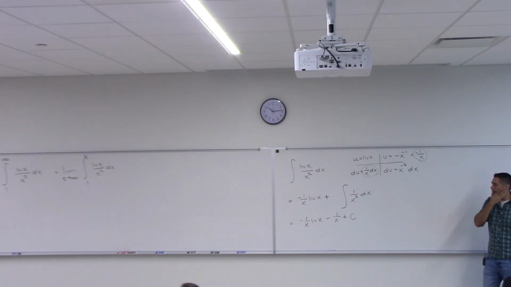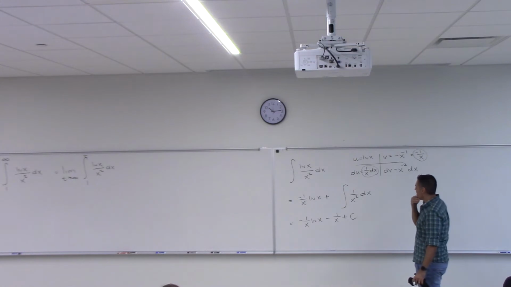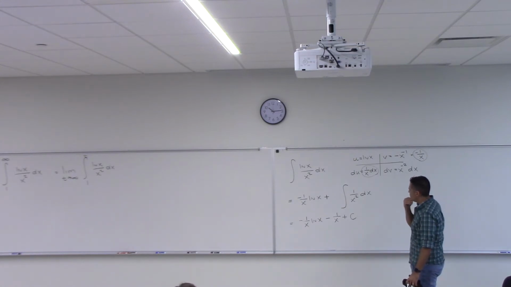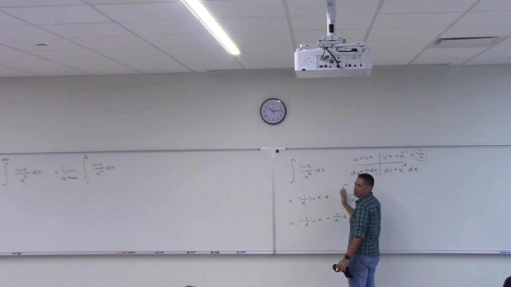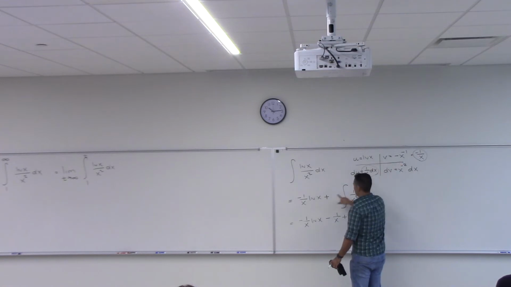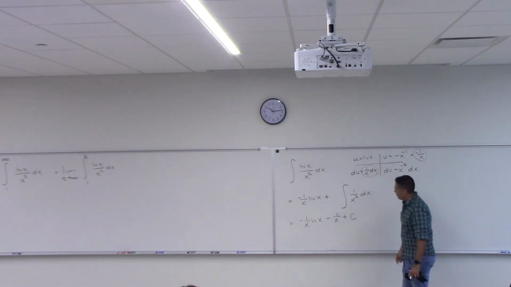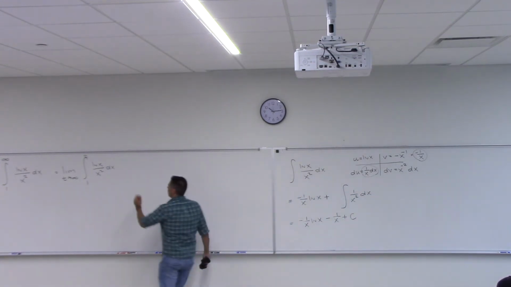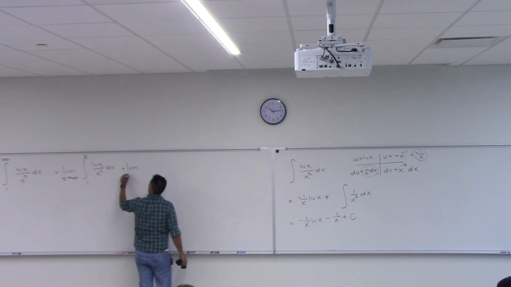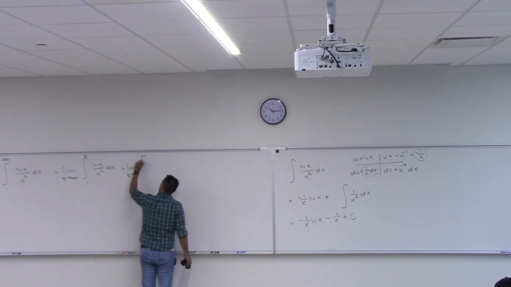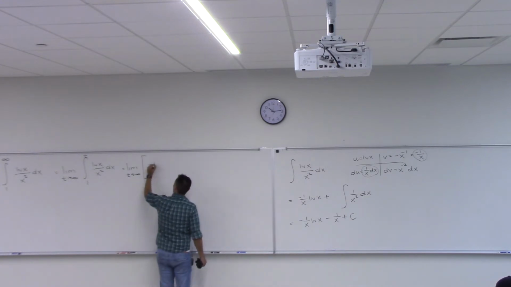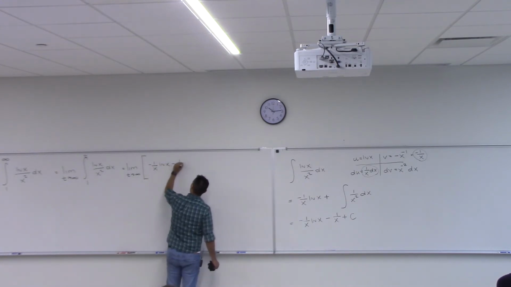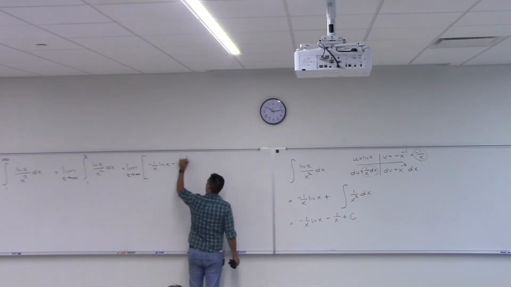Did you erase something between the natural log x and the plus? No, I left space and then didn't need all that space. It was originally a minus, but then I pulled this negative out, and so it became plus. All right, that's my antiderivative. So this is now going to be the limit as t goes to infinity of negative 1 over x natural log x minus 1 over x, evaluated from 1 to t.